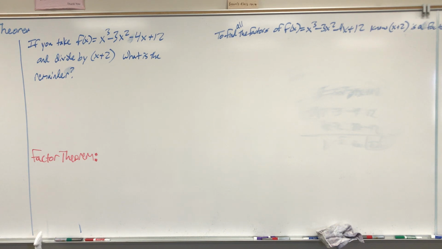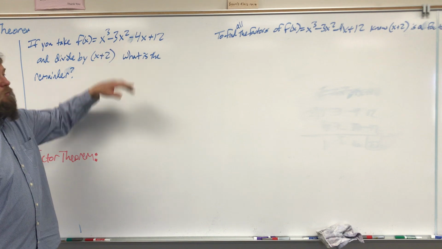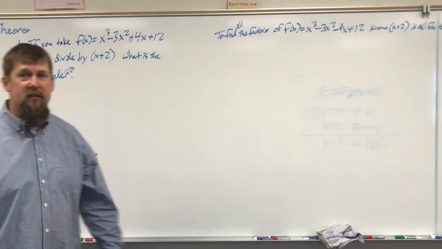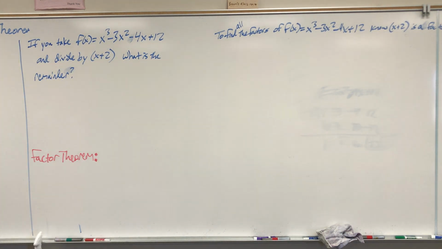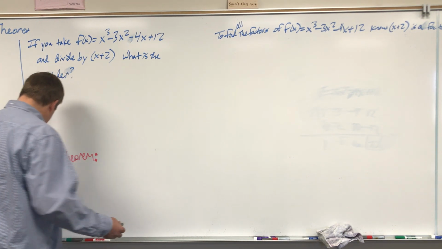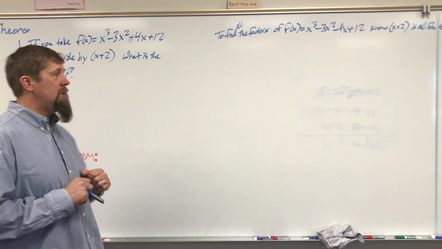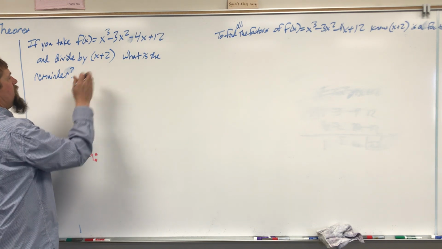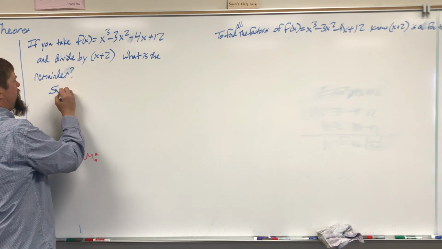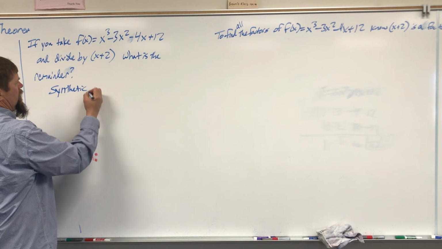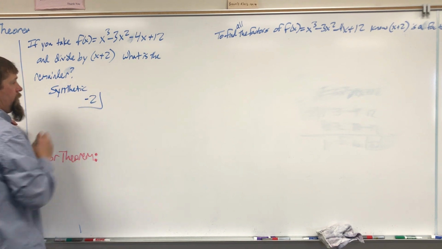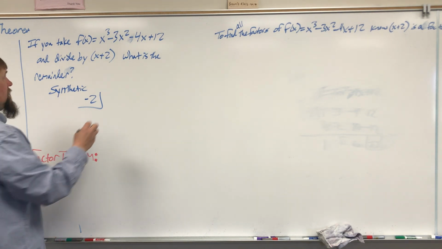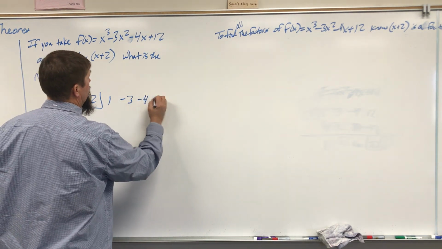All right, if you take a polynomial, x cubed minus 3x squared minus 4x plus 12, and you divide by x plus 2, what is the remainder? Okay, so this is where synthetic division comes in, or substitution. If I am going to divide by x plus 2 and I want to use synthetic, I put in -2 into the box, okay? And 1, -3, -4, 12.